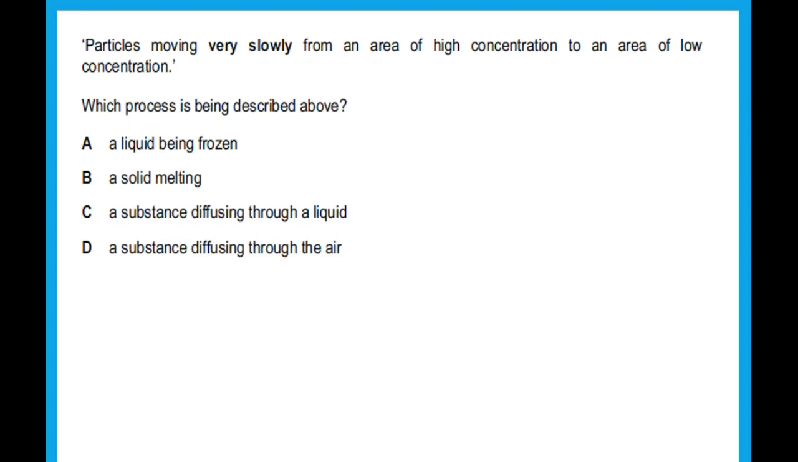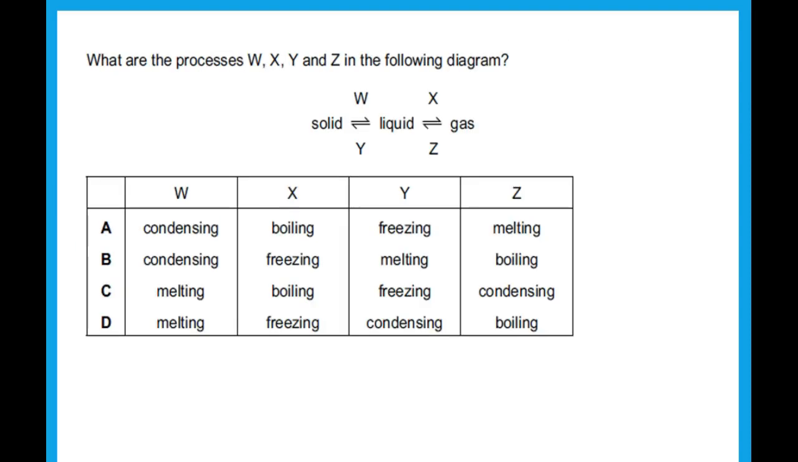Particles moving very slowly, and the hint here is very slowly. So from an area of high concentration to an area of low concentration. You should realize that when particles move from high concentration to low concentration, they are doing diffusion. So you're supposed to choose the answers that are talking about diffusion. Okay, so we have two answers talking about diffusion. A substance diffusing through a liquid or a substance diffusing through the air. He says that it is diffusing very slowly. You should remember that through a liquid is much slower than through air, so your answer is C.